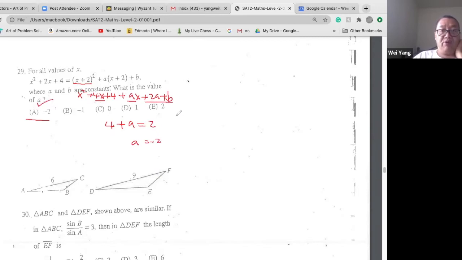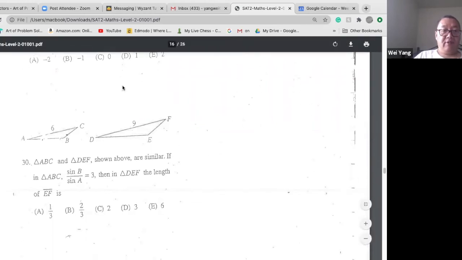Now let's double check this. 2a plus b plus 4 equals 4. Yeah, so then you get b will equal positive 4. It does not matter. We only need a. So that's your answer, it is right.